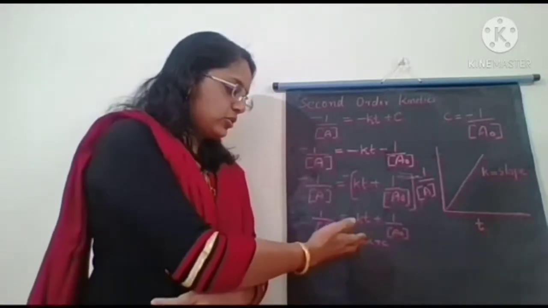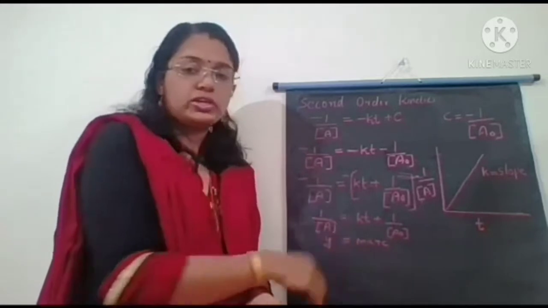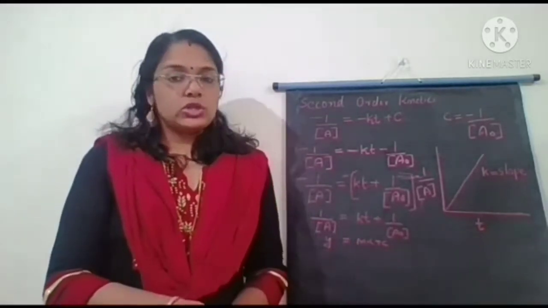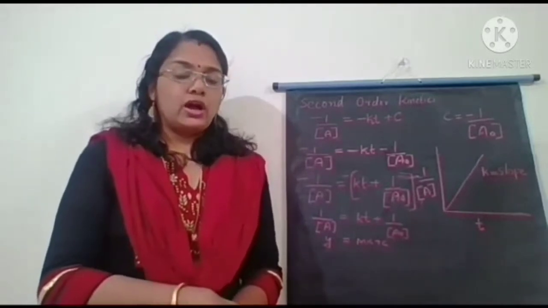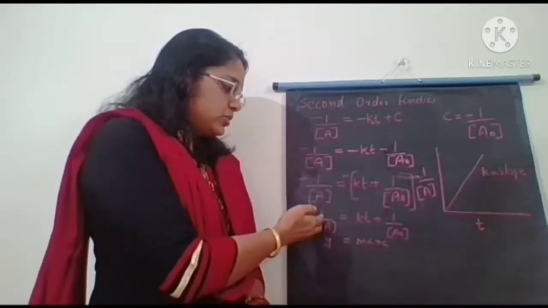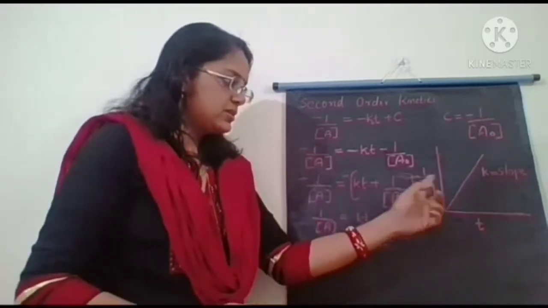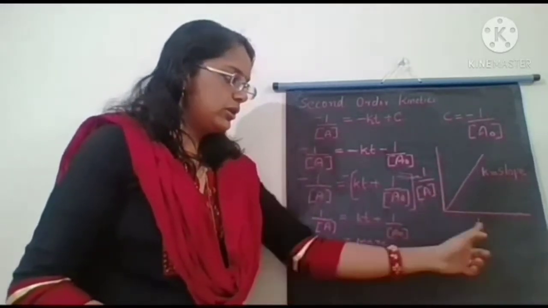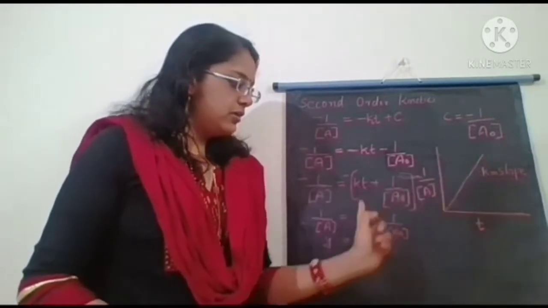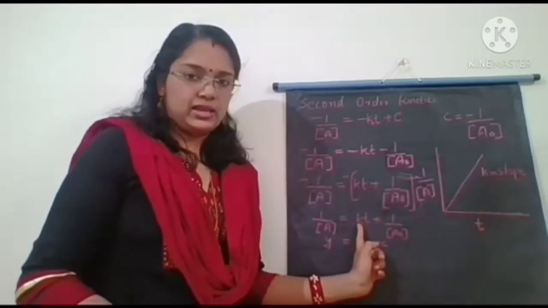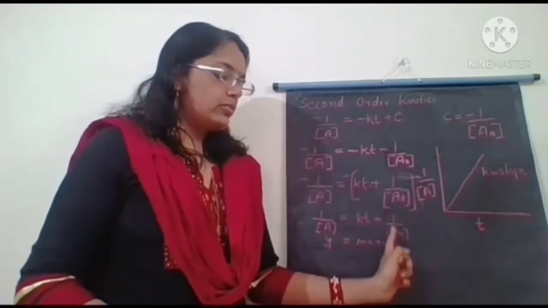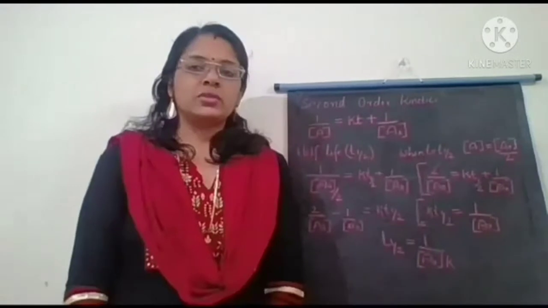When we look at this equation, it is also in the form of y is equal to mx plus c, the general equation of a straight line. So when we plot a graph for second order kinetics, we plot 1 by A on the y-axis and time on the x-axis. Graphically, we get a straight line with a positive slope K and the y-intercept as 1 by A naught.